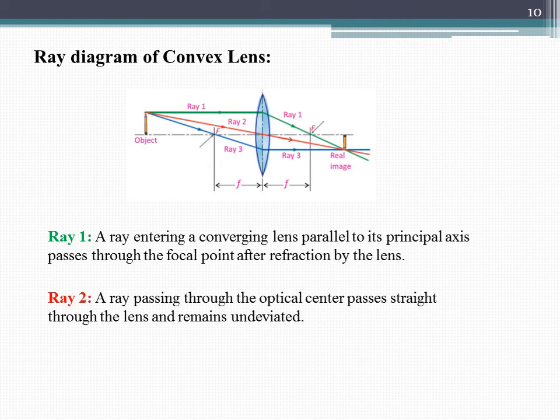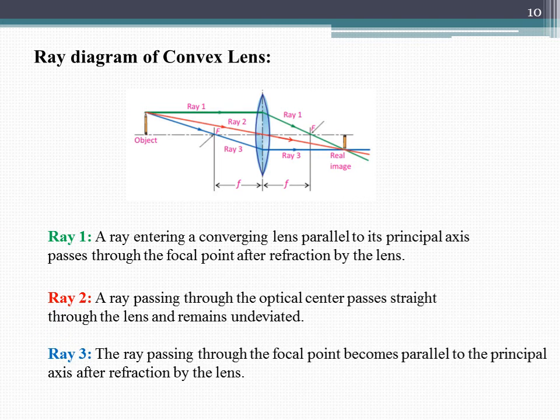The ray 2 passes through the optical center C of the lens. It remains undeviated after refraction, as shown by red color in the figure. Ray 3, the blue ray, passes through focal point F. After refraction from the lens, it becomes parallel to the principal axis.